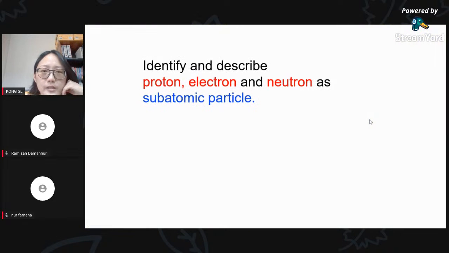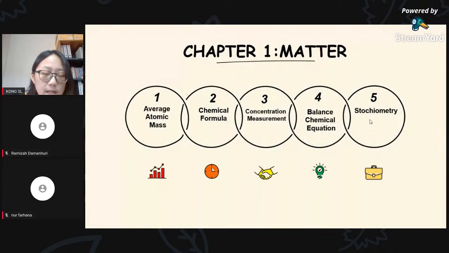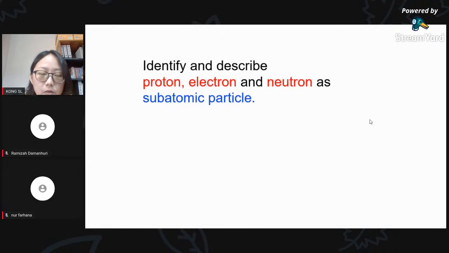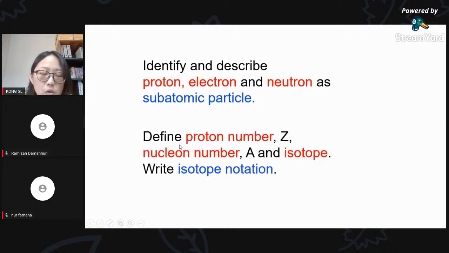Okay, first one. Just now Madam said the first one is average atomic mass. This does not mean that you need not study proton, electron, neutron. You have to study those as well. You must know the definition of these subatomic particles, and you need to know how to define proton number, nucleon number, and isotope.